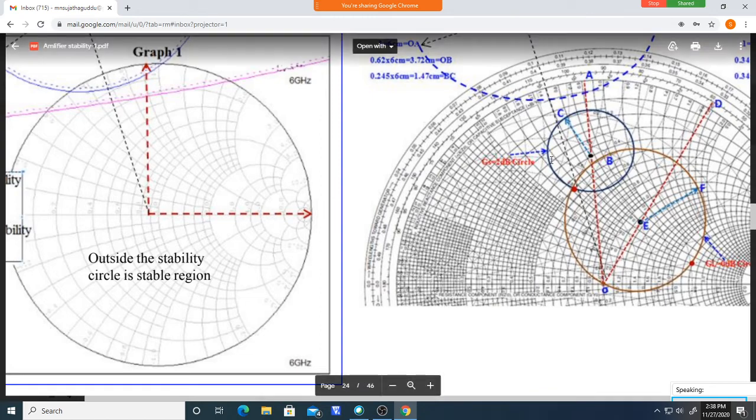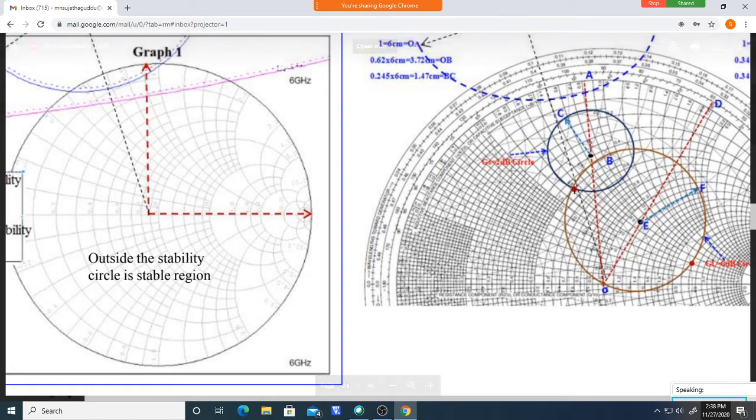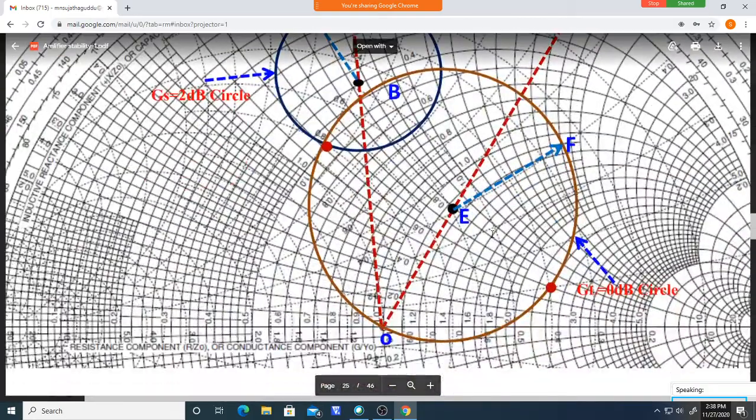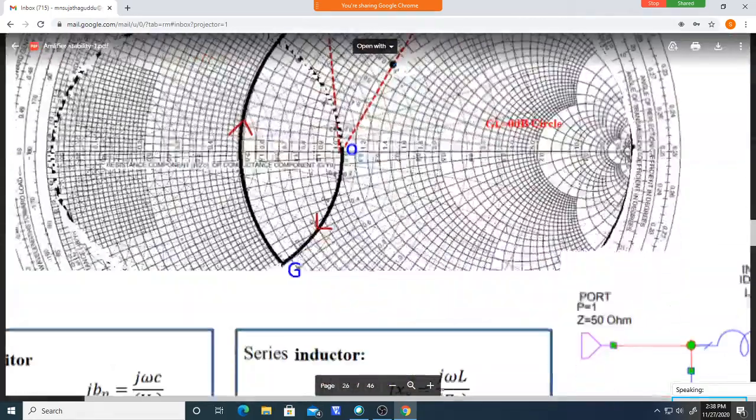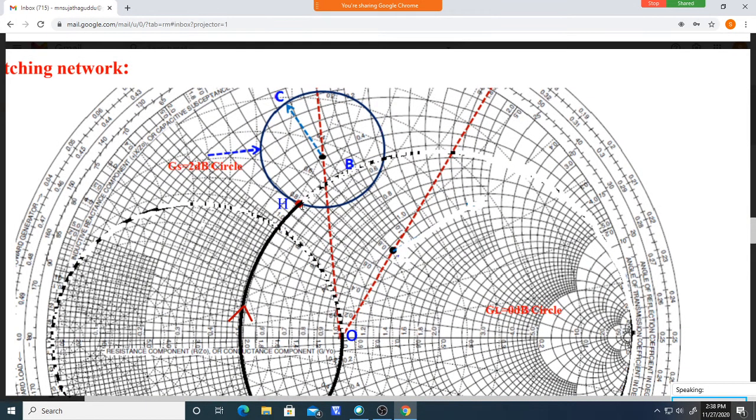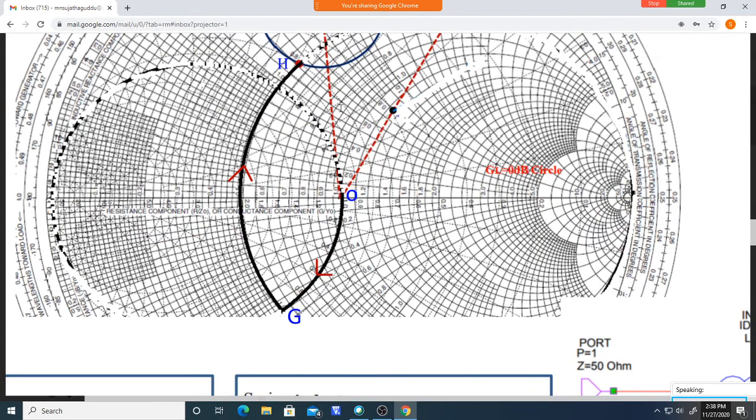So this is the one here. You can choose any one value, and you can obtain the impedance matching network. You see here, I have taken this as the ZS, and you should design the impedance matching network.